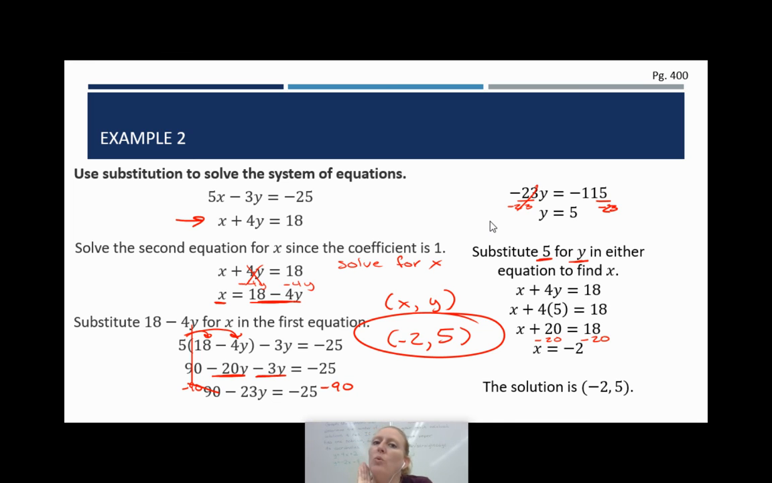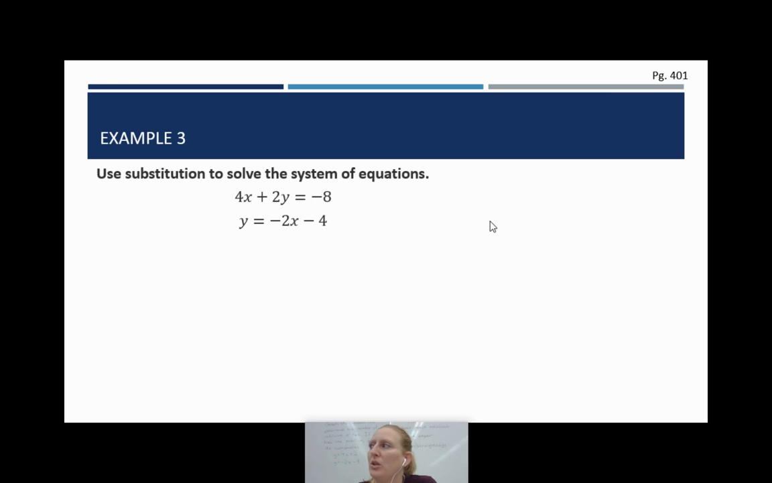One more. I have one more. Example 3. We're on page 401, by the way, if you're not sure where we've been wandering off to all this time. I do have the page numbers up in the corner. All right. So again, I would like you to use substitution to solve the system of equations. Hit pause to work it out. Hit play when you're ready to check your work.